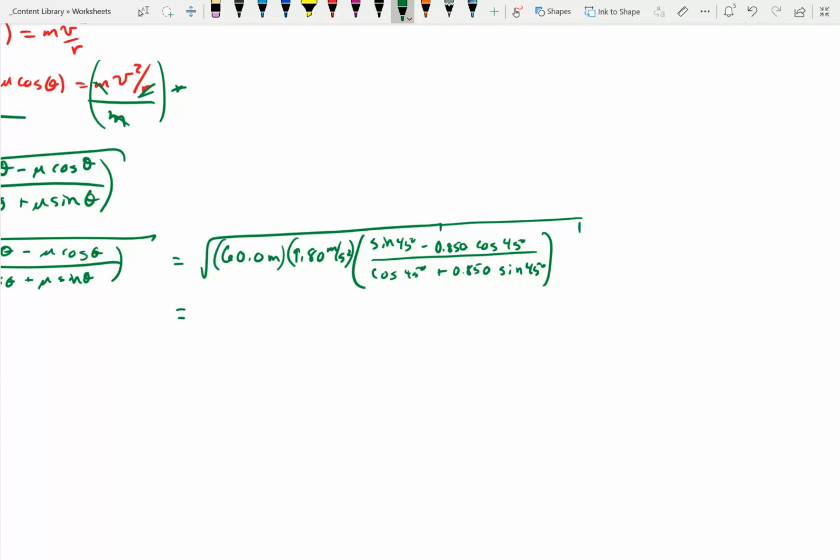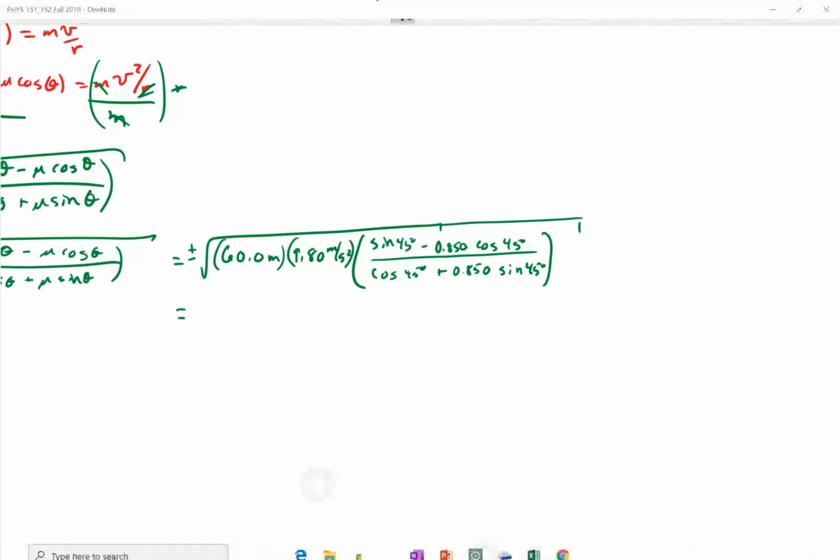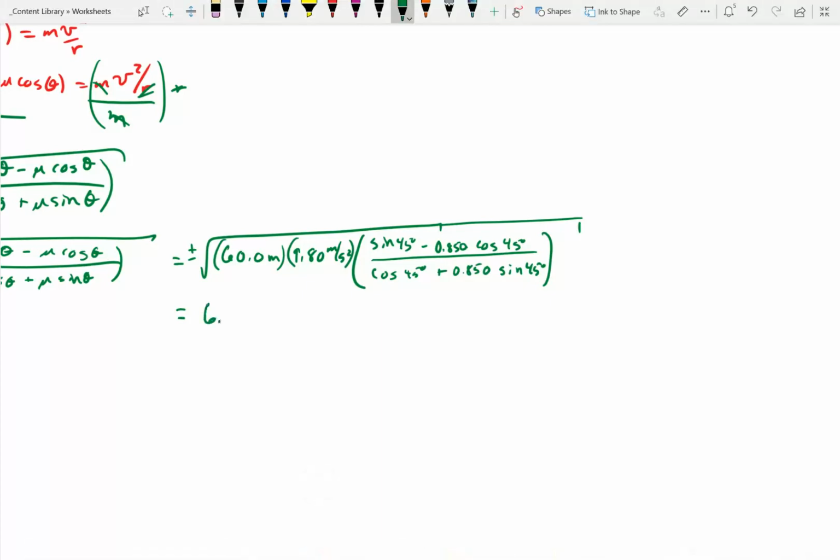If you put all those numbers in, now notice it's a plus or minus, but we don't care if you're going forward on the turn or backward on the turn, so we're just going to take that magnitude. According to my calculations, that gives you a speed of 6.91 meters per second, which is the minimum speed.